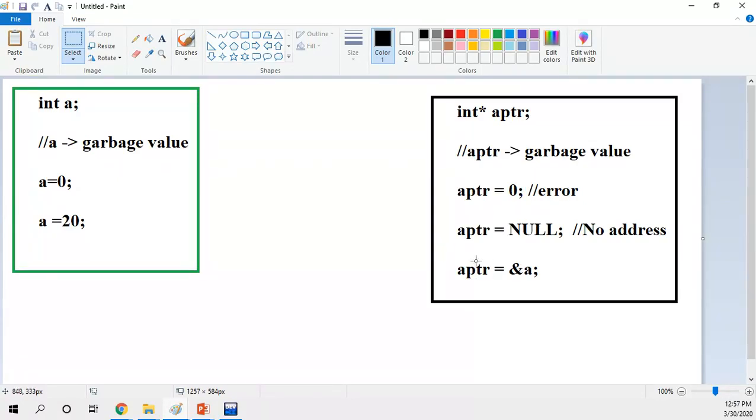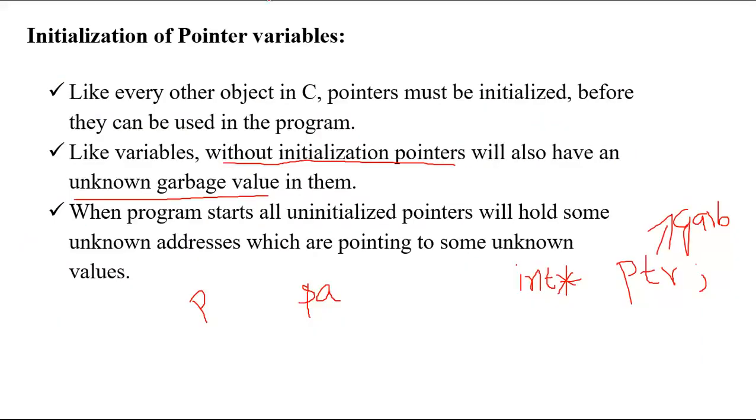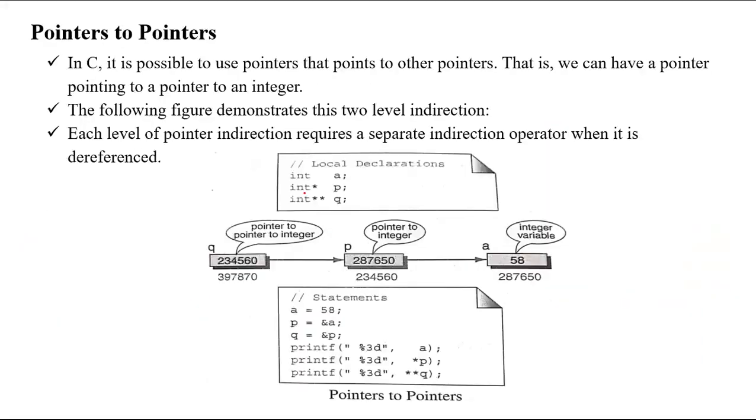Okay, then if you want that aptr to point to a specific address, how am I getting that specific address? Of this variable a. Simply prefix that & symbol before that variable name to get a's address, and that a's address will be initialized to that aptr. So in that way you can do. Next slide. Yeah, you can have pointers to pointers. This we will discuss in our next class.